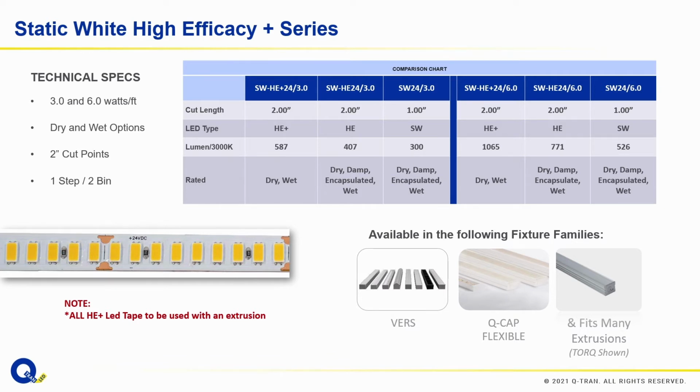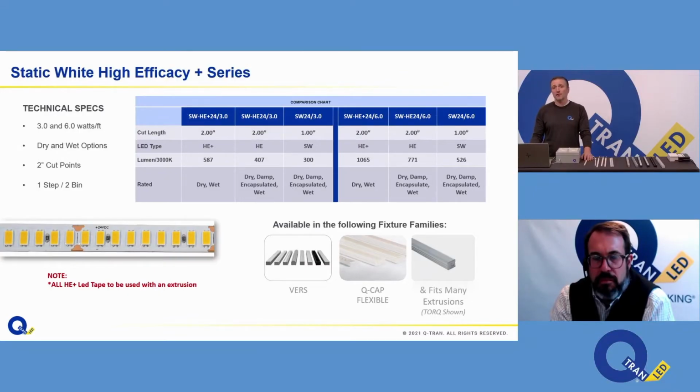One of the things we have to mention here, Tyler, is that it's only available in dry and wet for the 3 and the 6 watt. So that's very critical as well. And again, like the previous slide, all of our HE Plus, Tyler, you have to have an extrusion. That's very critical for the heat dissipation of the strip. If you don't have it, you're going to deteriorate the life of the LEDs because the heat needs to go somewhere. Each one of these, if you go to the spec sheet, you'll find the corresponding extrusions that fit for each one of these models. And again, it's available in our Verse and Q Cap as well.